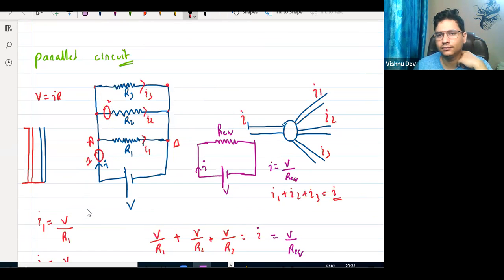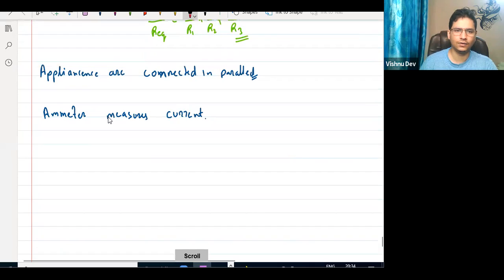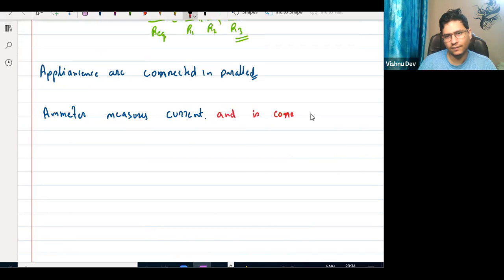Series with the circuit. I can say ammeter measures current and is connected in series. Sir, the appliances are connected in parallel, no, sir? Parallel circuit, right? Series with the other appliances, other devices.